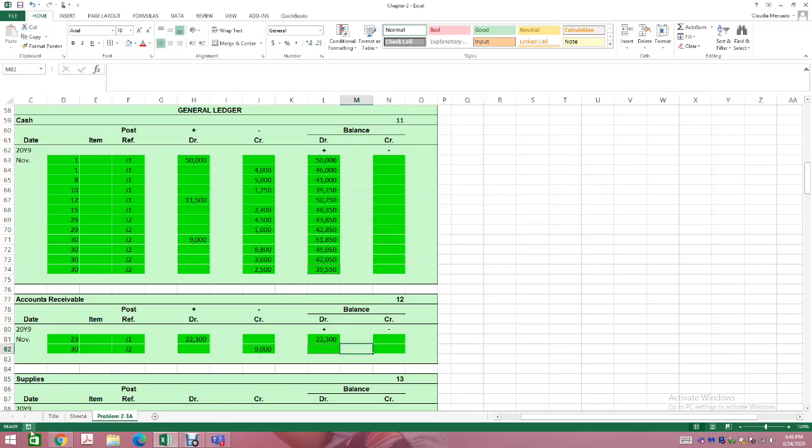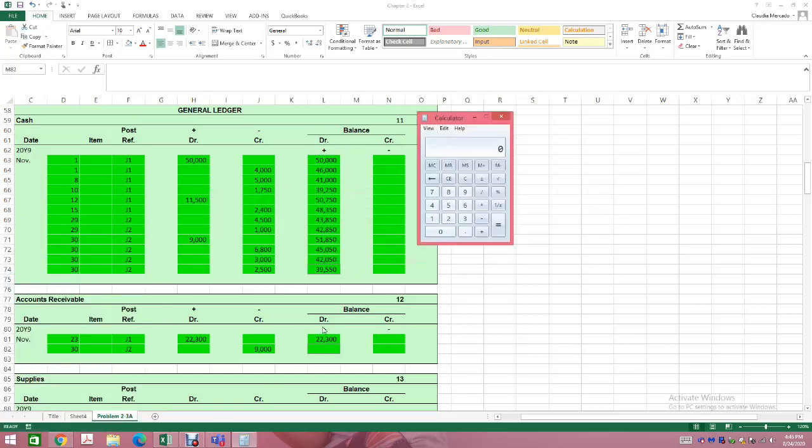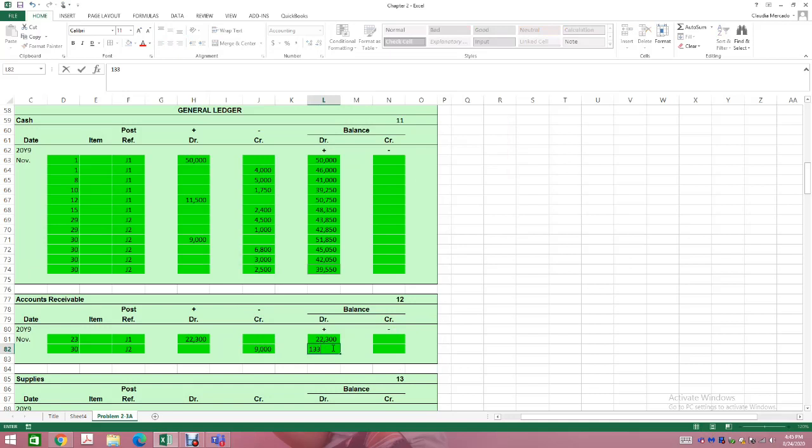Okay. So now I've got, let me get my calculator. So I had a debit balance of $22,300. Now I'm going to subtract minus 9,000. That's going to give me 13,300. So that is my ending balance for accounts receivable.